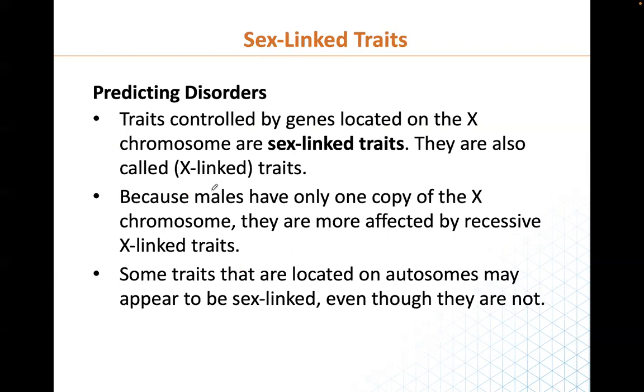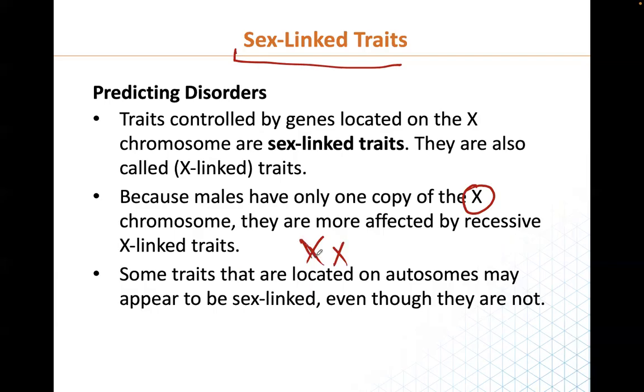So how do we predict disorders due to sex-linked traits? This is a bit complex. We need to pay attention. Traits controlled by genes located on X chromosomes are called X-linked or sex-linked traits. Because males only have one copy of the X chromosome, they are more affected by recessive X-linked traits. Listen again: males only have one X chromosome, so they are more affected by every recessive X-linked trait because they don't have a second X to cover up for it.